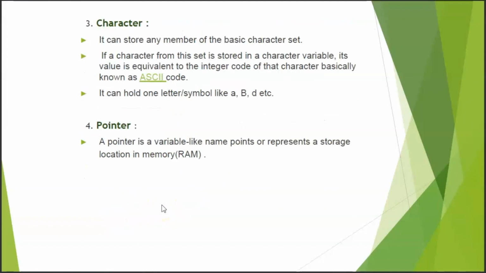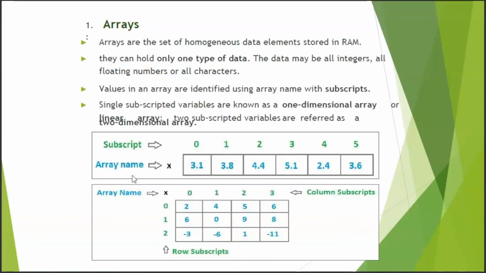And then characters. What is meant by characters? A character variable can store any member of the basic character set. If a character from the text is stored in a character variable, its value is equivalent to the integer code of that character, basically known as ASCII codes. It can hold only one letter or symbol like A, B, D, etc. And what is meant by a pointer? A pointer is a variable that points to or represents a storage location in memory or RAM, random access memory.